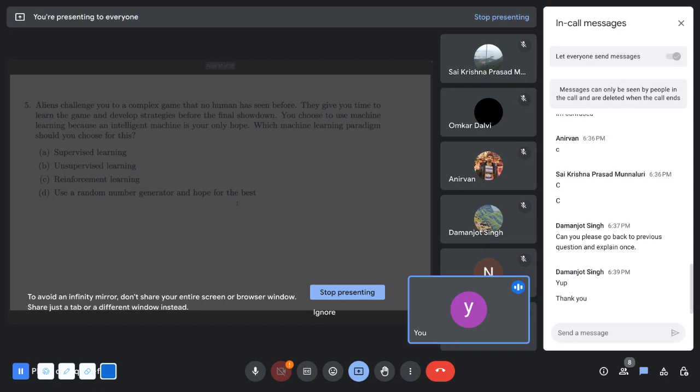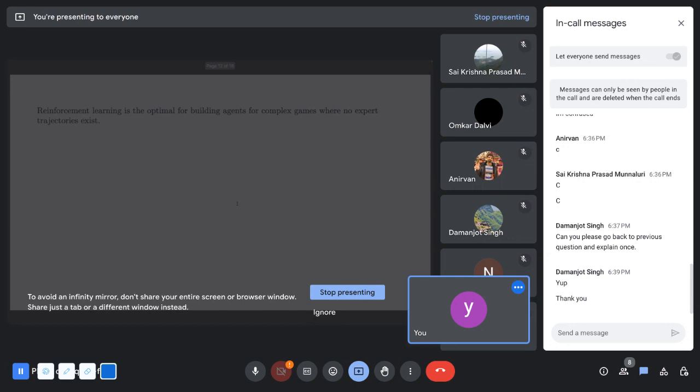And yeah, this is a simple question, and this is the explanation for that. When there is no expert to guide you, if there is an expert, you can take supervision. If there is no expert and you are supposed to learn by interacting with the environment, then RL is the best learning strategy.